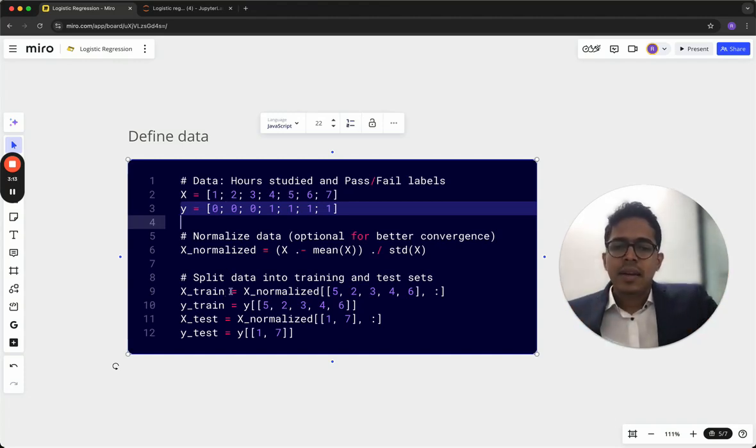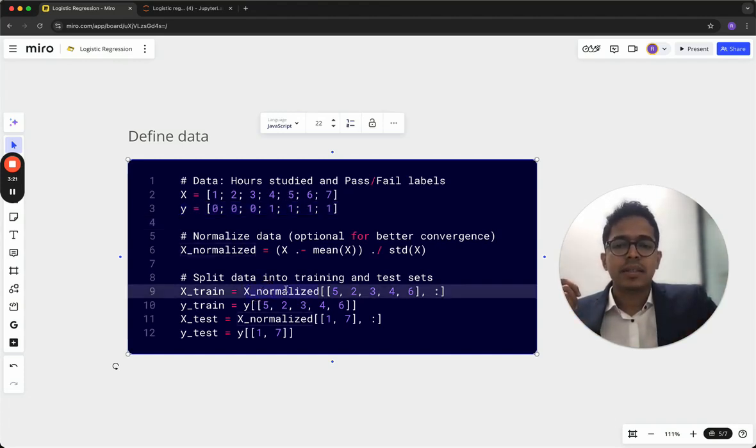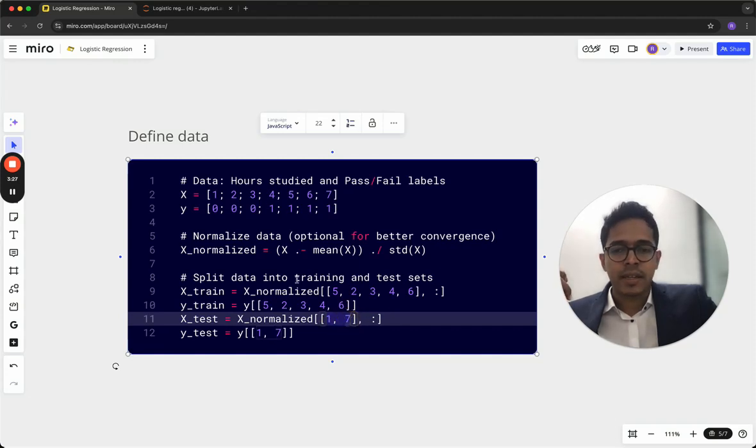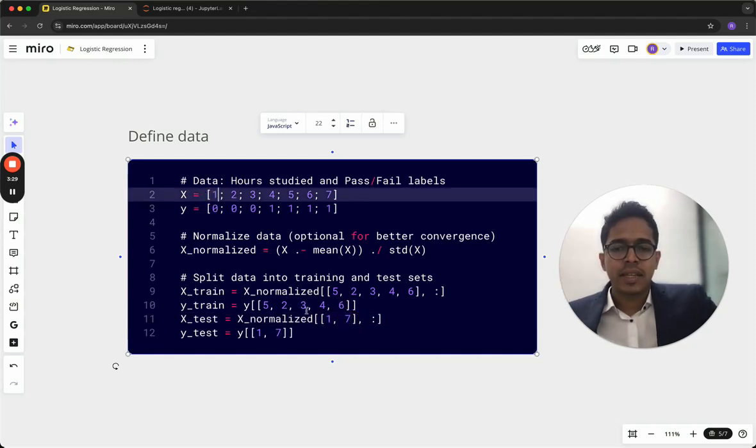And then we split the normalized training data into training and testing. So X normalized, we are using 5 data points for training and another 2 data points for testing. So 1 and 7 we use for testing, and 2, 3, 4, 5, 6 we use for training. And we know the labels corresponding to 2, 3, 4, 5, 6.